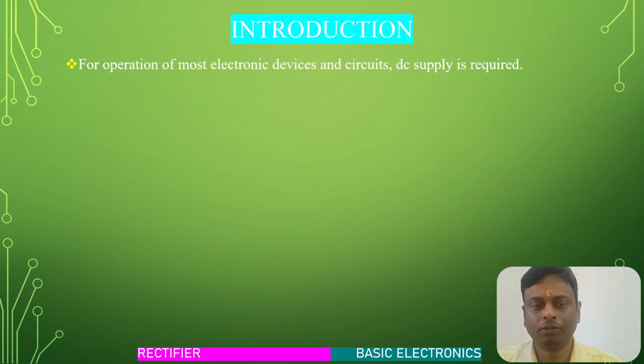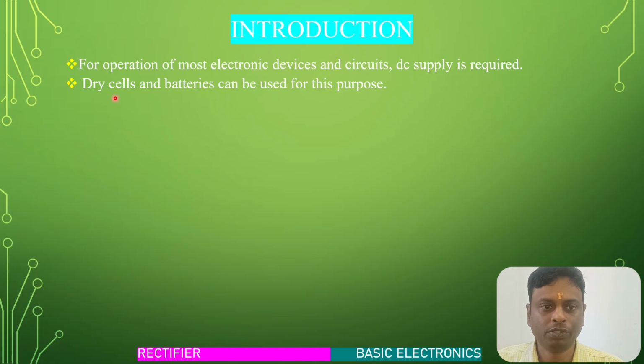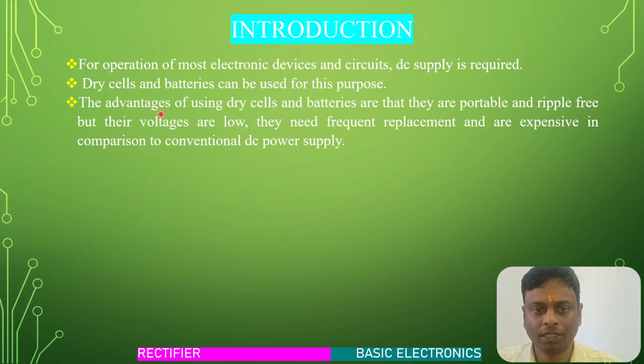For almost all electronic equipment, DC power supply is required. For this purpose we use dry cells and batteries. Some advantages are that they are portable and ripple free. Ripple means the AC components. In an output, the AC component is superimposed with the DC. The AC components are called ripples.